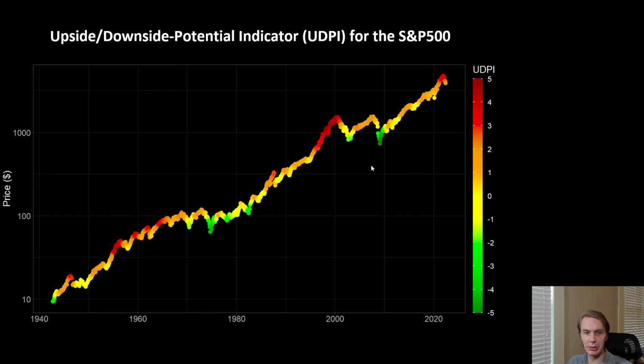So what I'm going to do first is talk about our risk indicator, the upside downside potential indicator, applied to the S&P 500. So this is a different application of this model that we usually talk about. Usually we apply this to crypto assets, but we can actually apply it to the stock market, and I think it shows some interesting results.